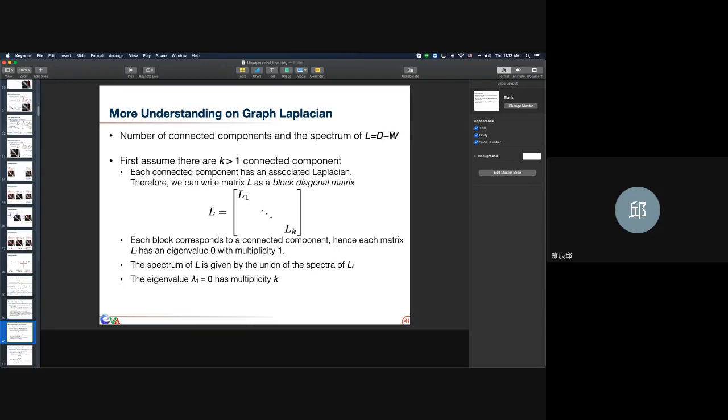According to this property, given a similarity graph, we can first compute its corresponding graph Laplacian matrix L, and then perform the eigen decomposition of this matrix L, and check how many eigenvalues are equal to 0. Then, according to the number of eigenvalues equal to 0, we are able to tell how many connected components are in this similarity graph. That is the basic idea we want to show you here.